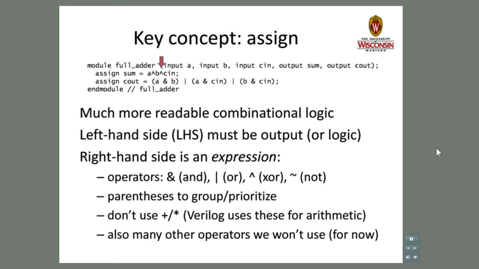Unfortunately, Verilog supports arithmetic operations as well as Boolean operations and reserves operators like plus and star for addition and multiplication. So Boolean operators use what is shown here: an ampersand for AND, a vertical line for OR, a caret for XOR, and a tilde for NOT. The expression can also contain parentheses to properly group and prioritize operations. There are also many other operators supported, most of which we will not cover here.